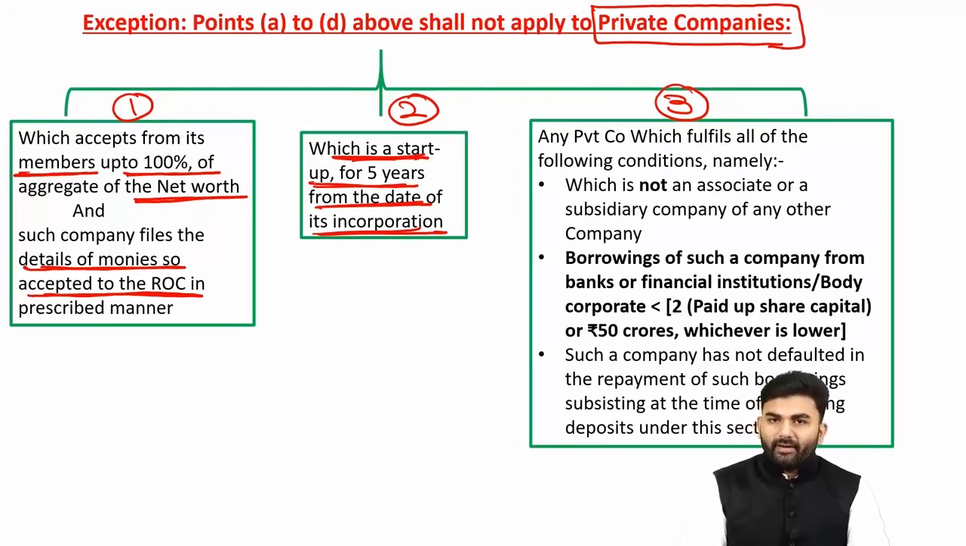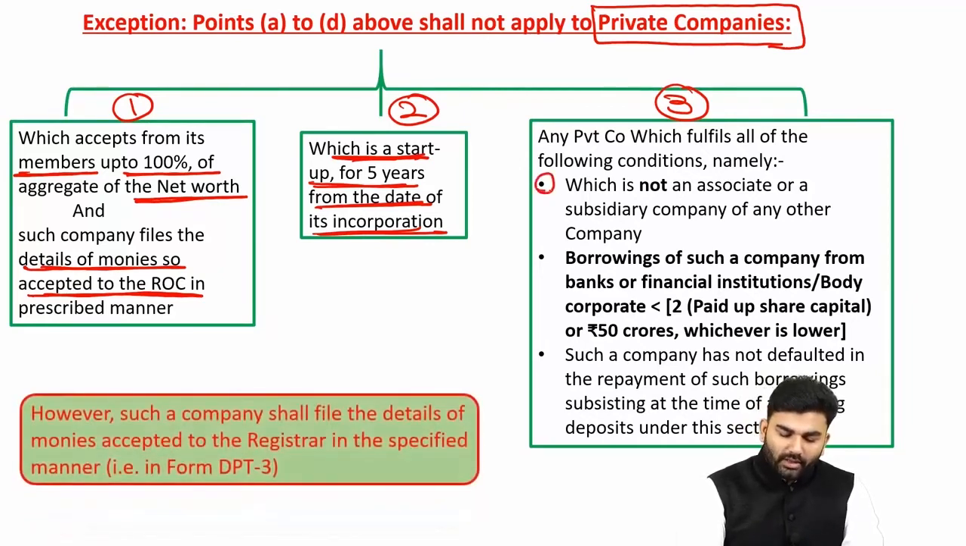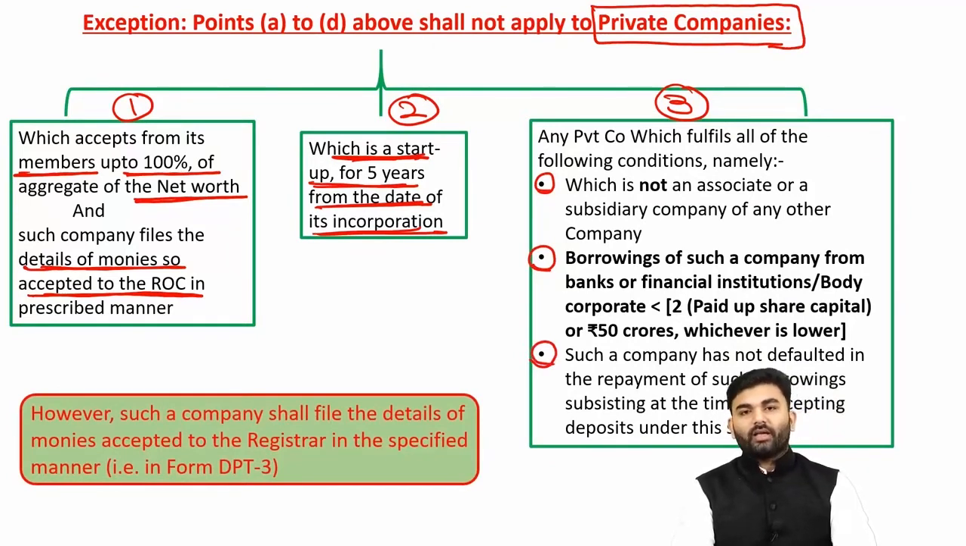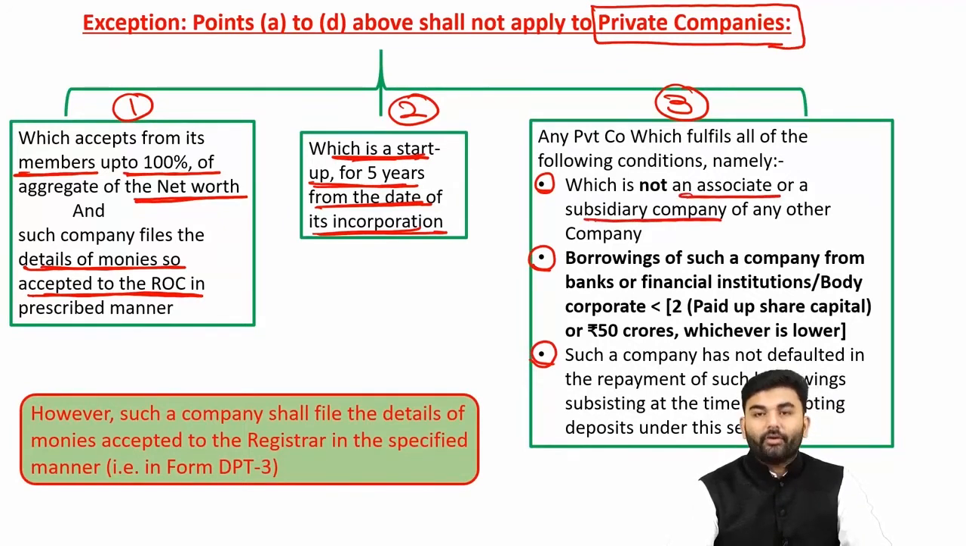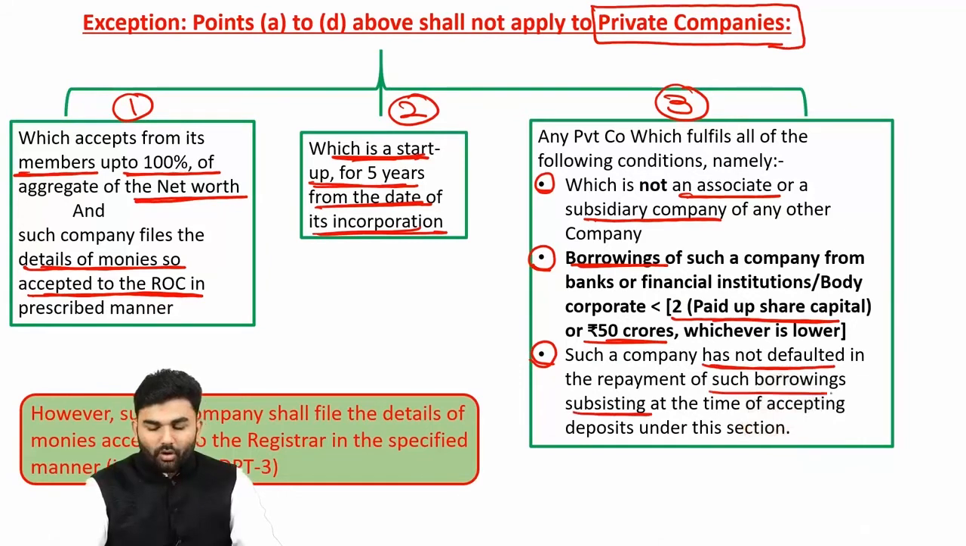Or else you are a private company which fulfills all the given three conditions. That is number one, you are a private company and you are neither an associate company nor a subsidiary of any other company. Plus, the borrowings of your company are not exceeding twice the paid up capital or 50 crores, whichever is lower. And yes, your company is not making any kind of default towards such existing borrowings.